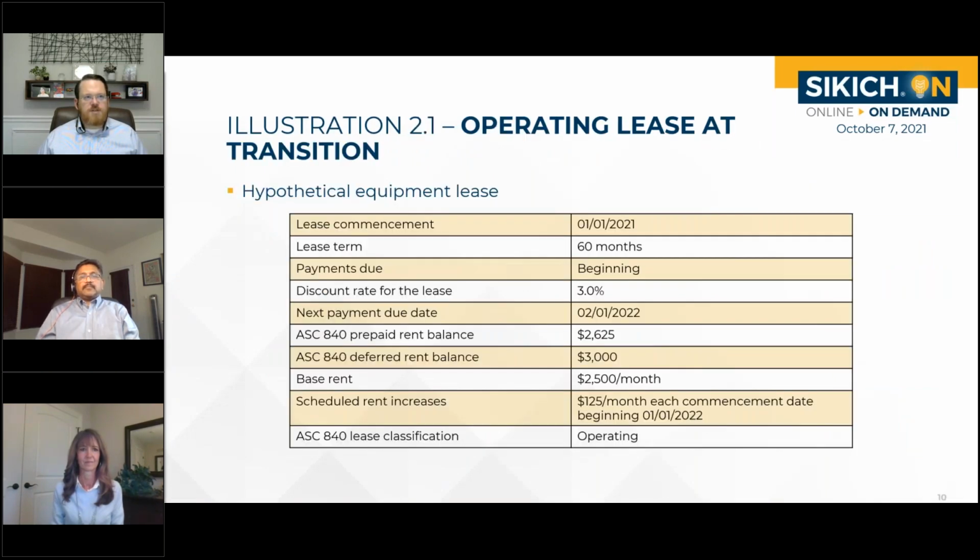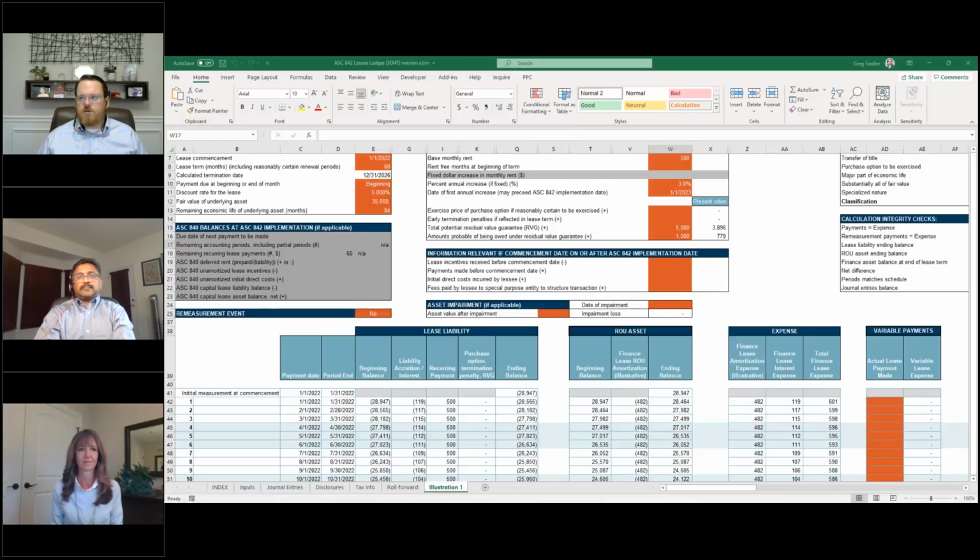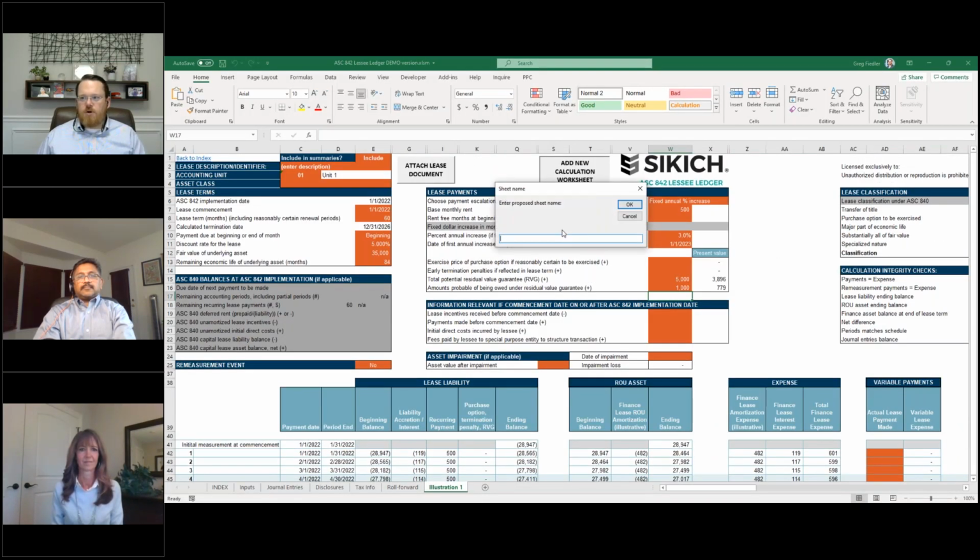We want to look at a couple of examples as well of the transition accounting. So if I have an operating lease at transition, how do I account for that? If I have an existing capital lease at transition, how do I account for that? So we're going to start here with this operating lease illustration, and I'm going to walk through the workbook and show you the functionality so you can kind of see it in real time.